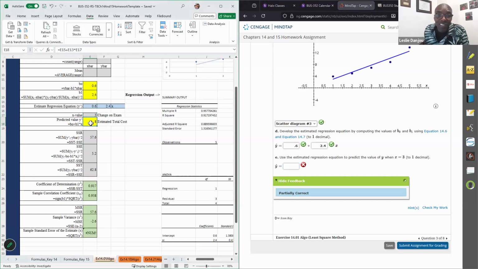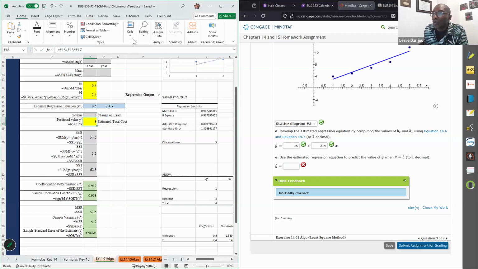Now, this number needs to be one decimal place. So please move it over to one decimal place. Please make sure that this is set to one decimal place right here. All right. And then you should be able to get your answer. Check your work.